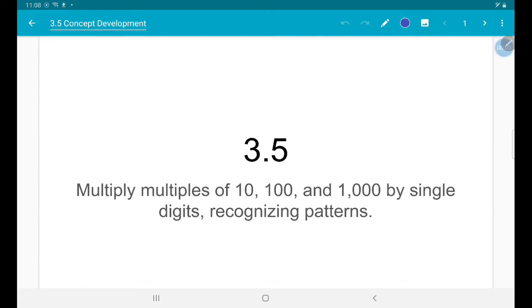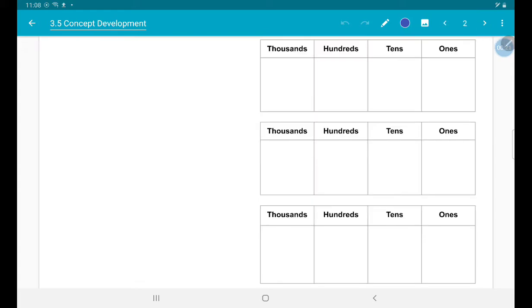Today we're doing Module 3, Lesson 5. We'll be multiplying multiples of 10, 100, and 1,000 by single digits and recognizing the patterns when we do that. So this is going to be kind of an extension of what we did yesterday. So let's go ahead and get started.